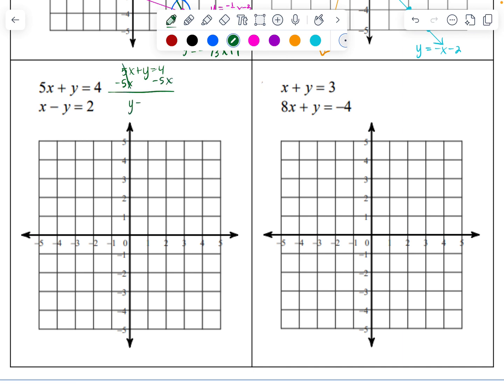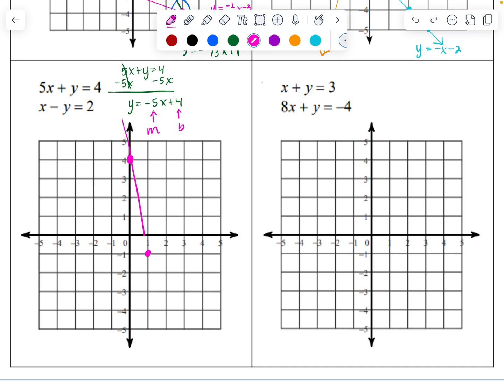Subtract 5x to the other side, and I've got y equals negative 5x plus 4. Okay, and so my m is at negative 5, and then my b is that 4. So I'm going to start at 4. I can't go up, so I'm going to go down 5, and then over 1. And I can't go another down 5, so I'm just going to plot the ones that I can.